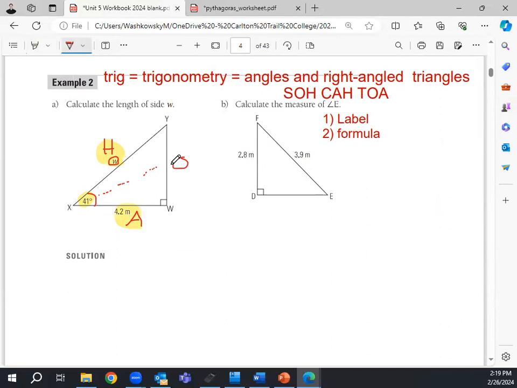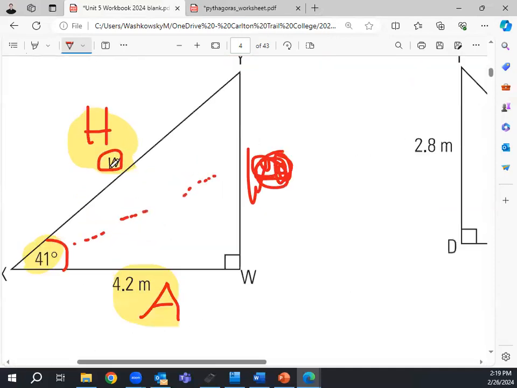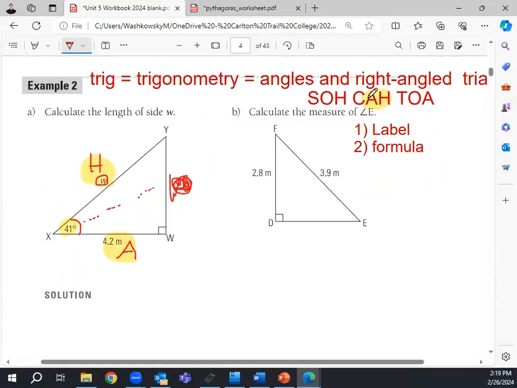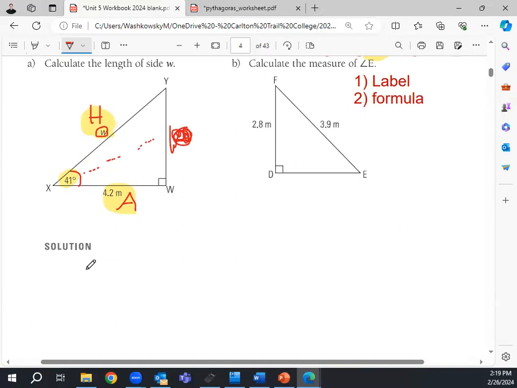So this opposite side, it doesn't matter. It's useless to me, right? But what I have is I have A and H. Which of these use A and H? Cosine. So I can see I have adjacent, I have hypotenuse. Those have values tied to them. Even though this is a big W here, that has a value tied to it. So I have A and I have H. Cosine uses A and H. So that's my formula.